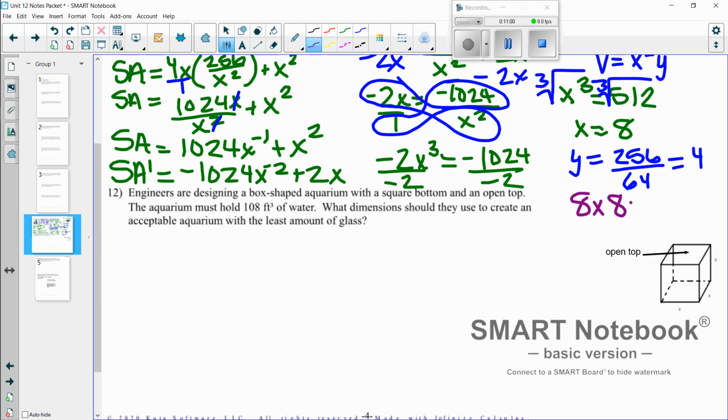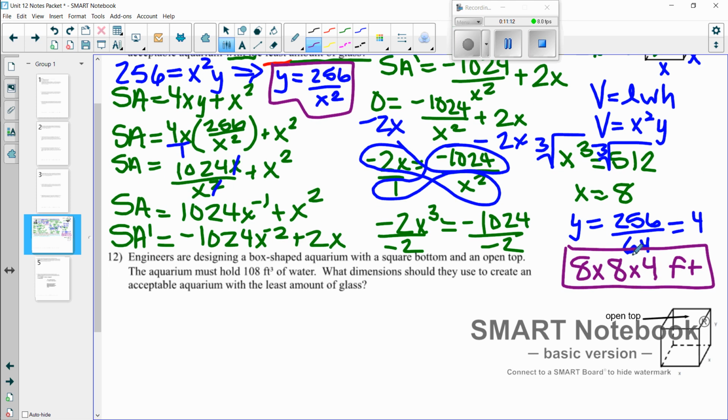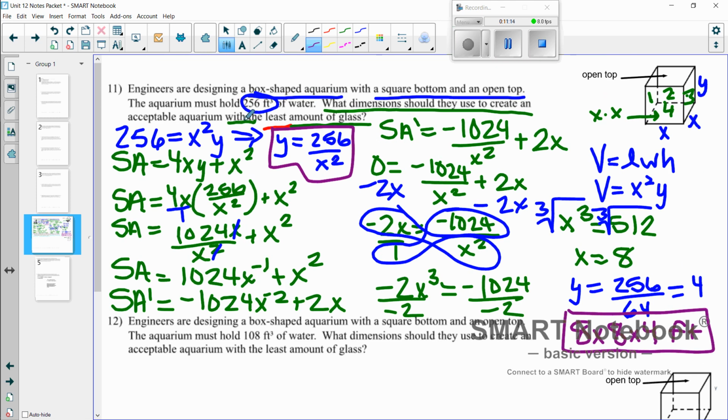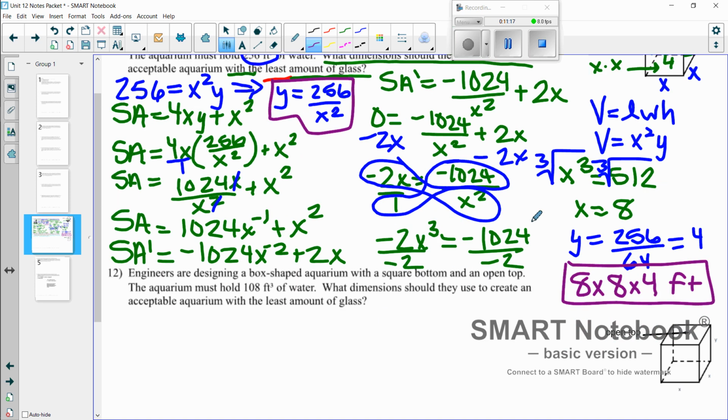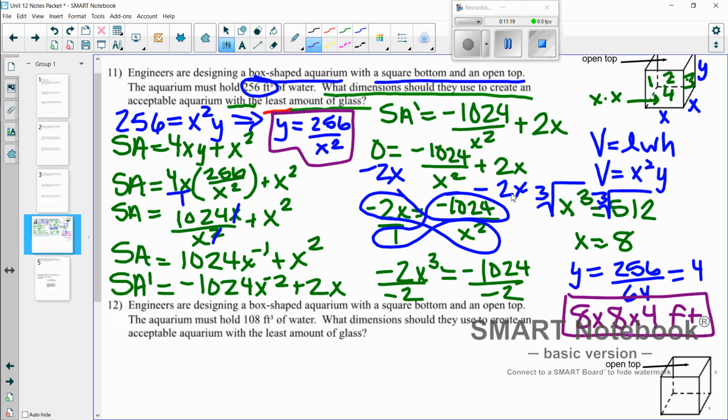of the aquarium, the minimum dimensions of the aquarium to hold the 256 cubic feet of water. So 8 by 8 by 4 feet. Don't forget the feet, because we are talking about cubic feet of water here. So that's the dimensions of the aquarium to hold the 256 cubic feet of water.